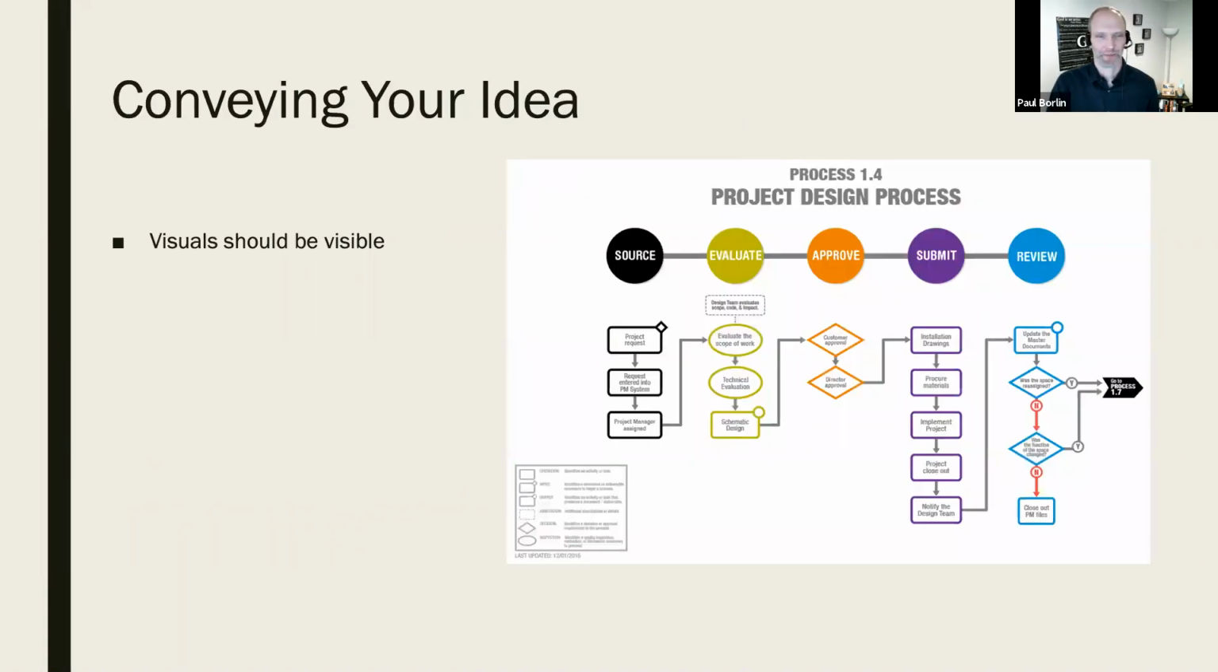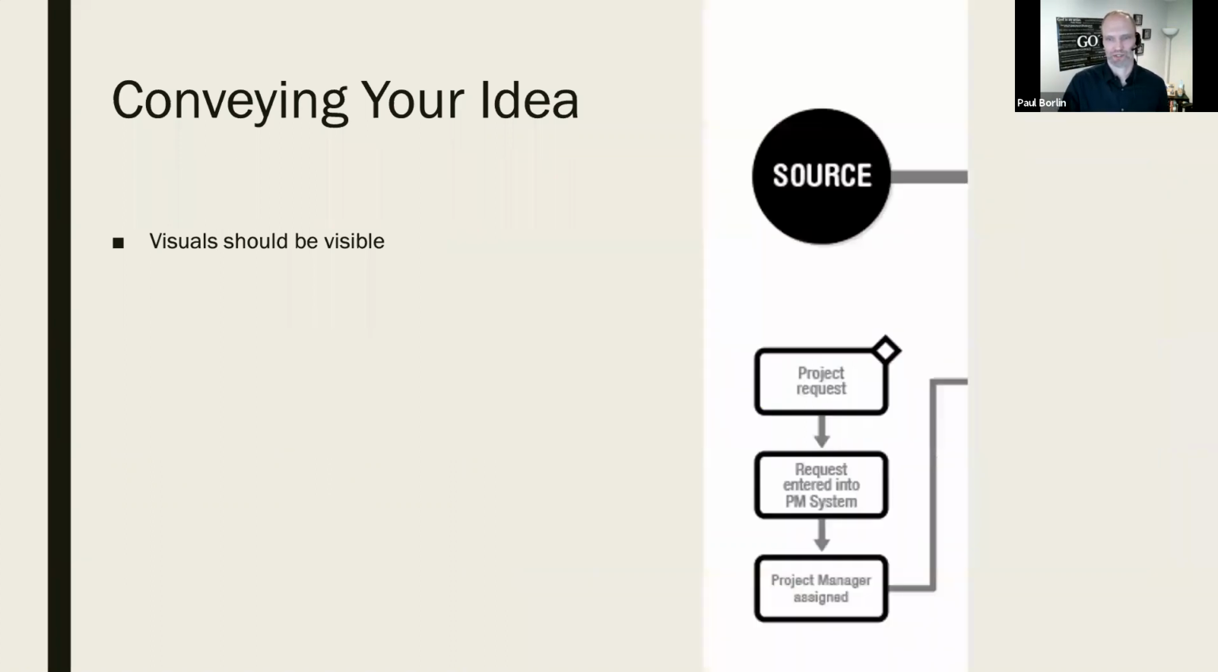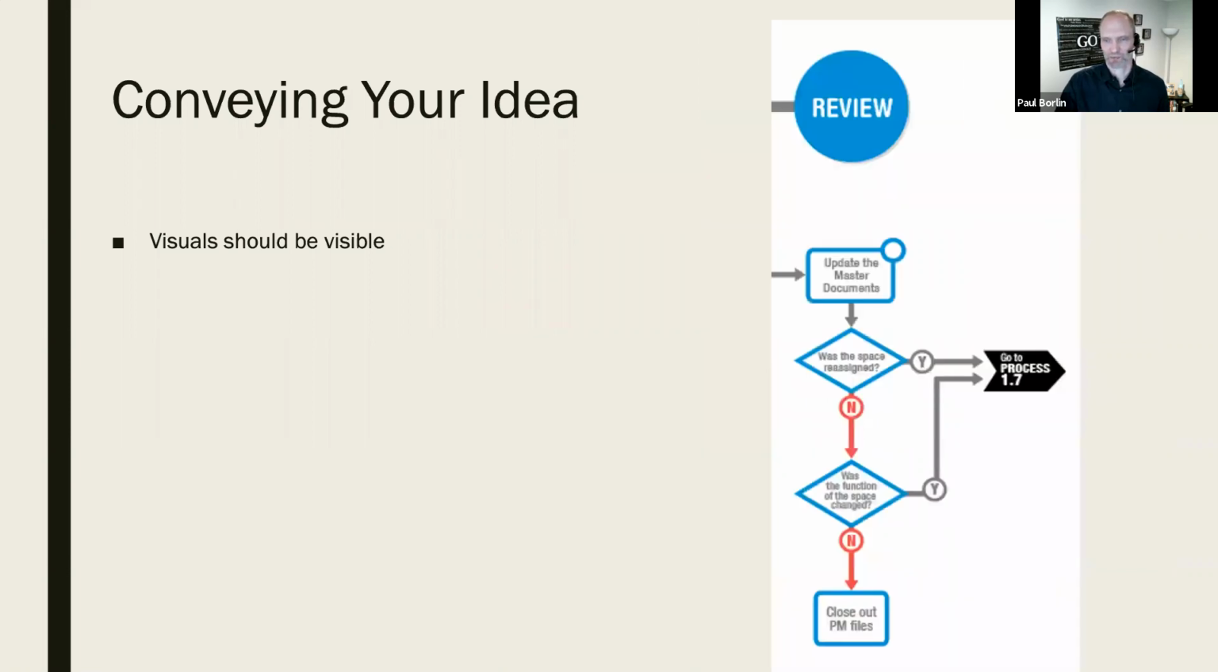visuals are visible. So for example, you could talk to your flowchart to start, but as you're talking through the flowchart, zoom into the different aspects that you're talking about so they can see what you're talking about. You could even go down to, in this case, the specific square or diamond that you might be talking about.